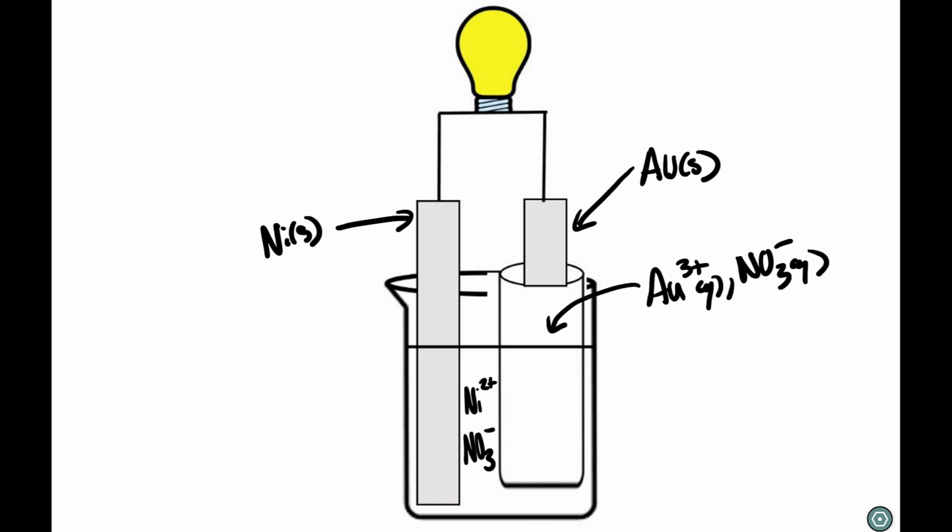Now that our basic structure of the cell is set up, we're going to proceed to ask you to do a few questions. So let's start with the 3 types of flow. I'd like you to indicate the cation flow, the anion flow, and the electron flow. Pause the video now.